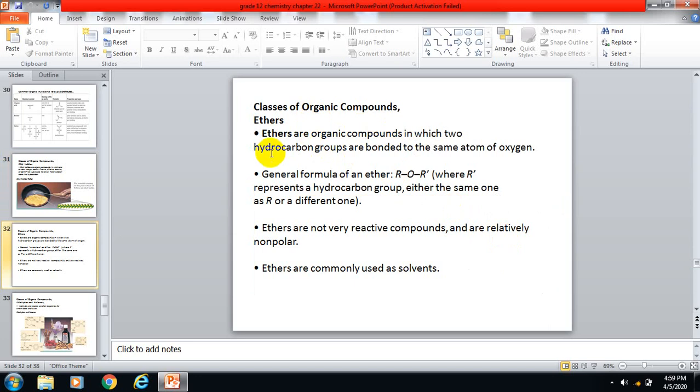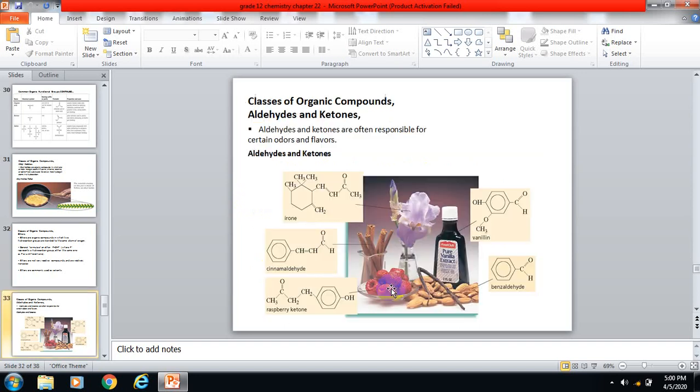Classes of organic compounds: ethers. Ethers are organic compounds in which two hydrocarbon groups are bonded to the same atom of oxygen. The general formula is ROR, where R represents hydrocarbon groups, either the same or different. Ethers are not very reactive compounds and are relatively non-polar. Ethers are commonly used as solvents.